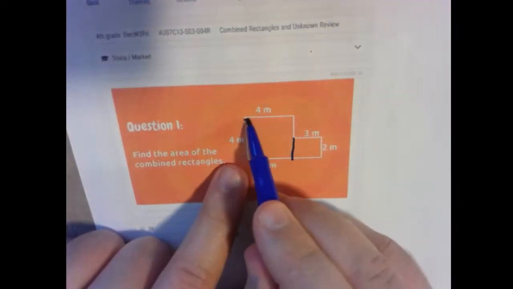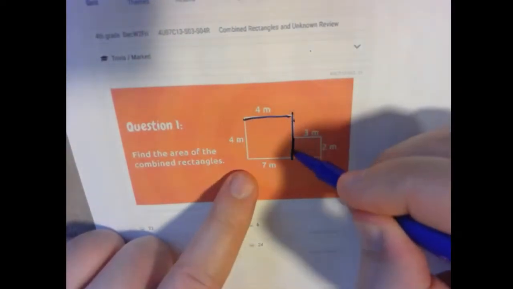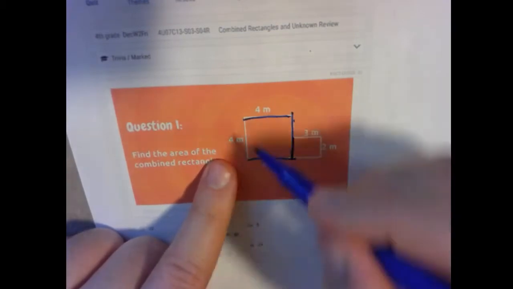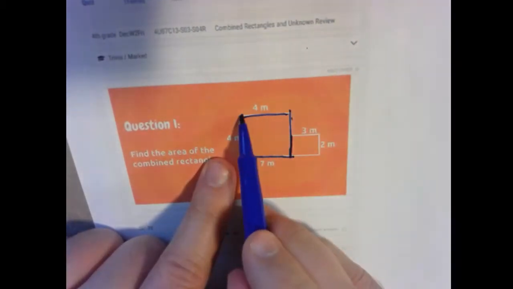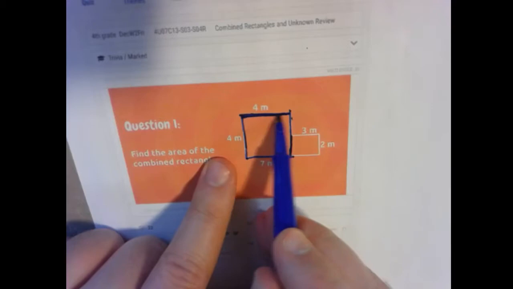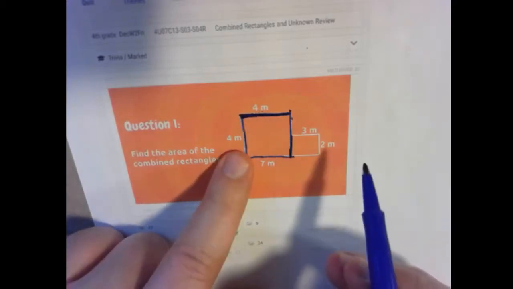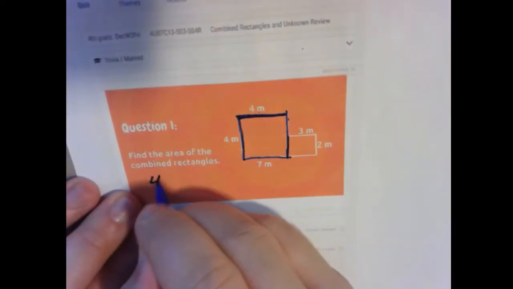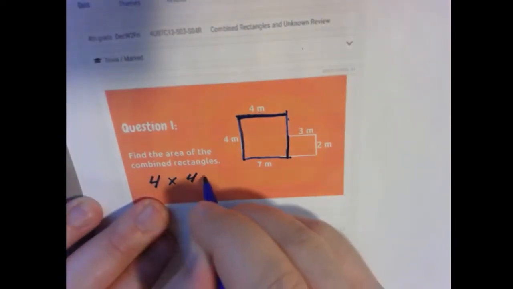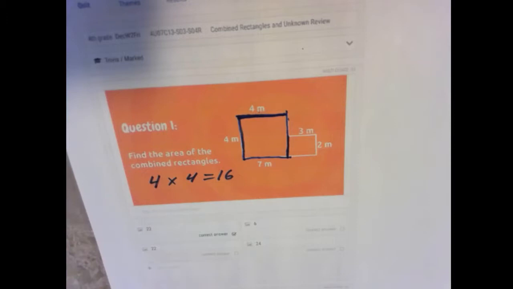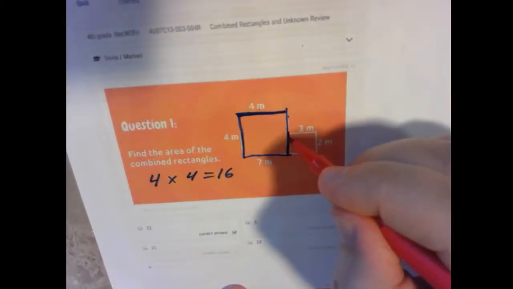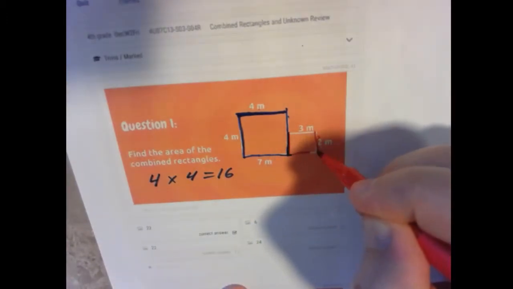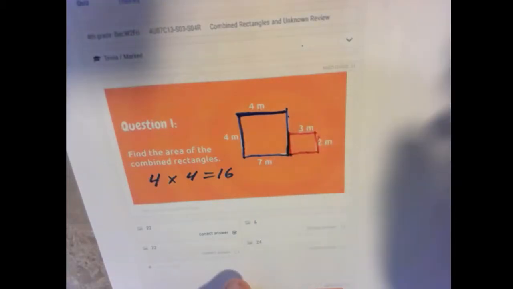Okay, so if we look at this blue rectangle here, it looks like from the top of this blue rectangle has a dimension of 4, and the height has a dimension of 4, so we would do 4 times 4 makes 16. Now let's look at this red rectangle, this little one here. And we're going to add the blue and the red together.